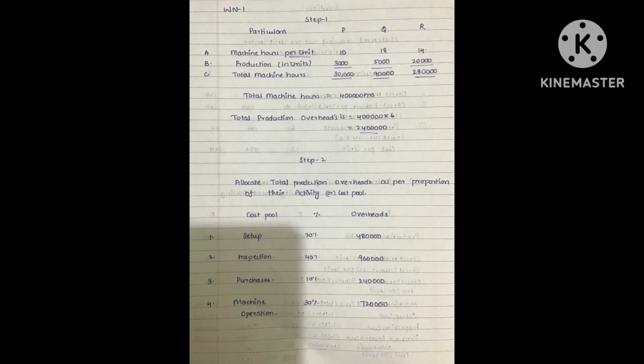Firstly, we need to calculate total production overheads. As we know that the machine hour per unit is given, which is 10, 18 and 14, and units produced is also given, we know that total machine hours is 30,000 for product P, 90,000 for product Q, 2,80,000 for product R. As total machine hours is 4 lakh hours, we have a formula: overhead recovery rate is equal to total overheads divided by total machine hours. Multiplying them, we can ascertain total production overheads, which is 4 lakhs into 6 is 24 lakhs.